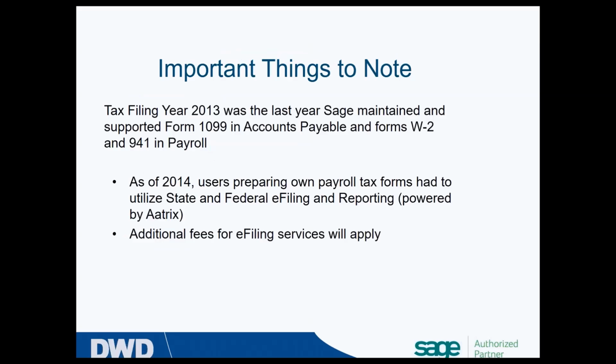So some things that we want to consider as far as what Sage has been doing and how they've been functioning over the years. Tax filing year 2013 was the last year Sage used the old style 1099 forms and W-2 forms and 941s. So that version would have been right around Sage 100 version 2013-ish, 2014-ish. So starting with version 2014, you are now required to use the federal and state e-filing and reporting functionality.